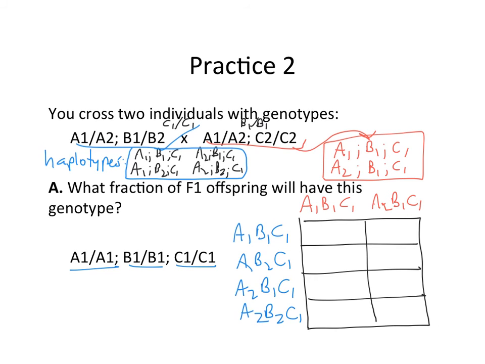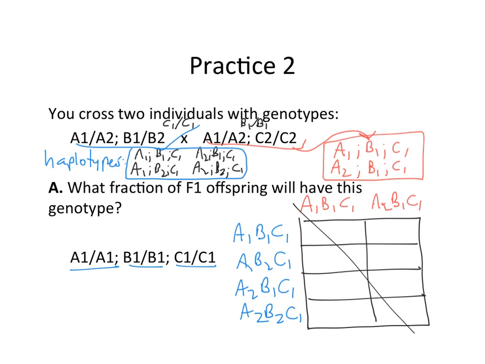However, before I fill this in, I'm going to point out that the second parent does not have any C1 alleles. So there's no way to produce an offspring that is homozygous C1. This parent will definitely provide a gamete that contains a C1, but this one cannot. This parent doesn't contain a C1 allele.